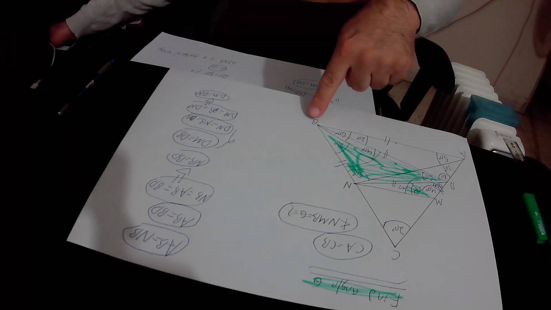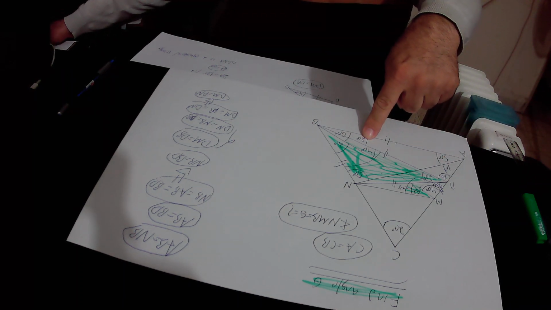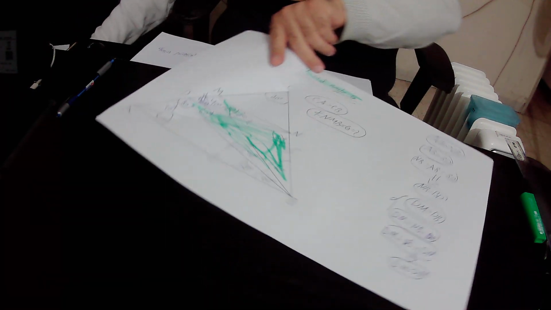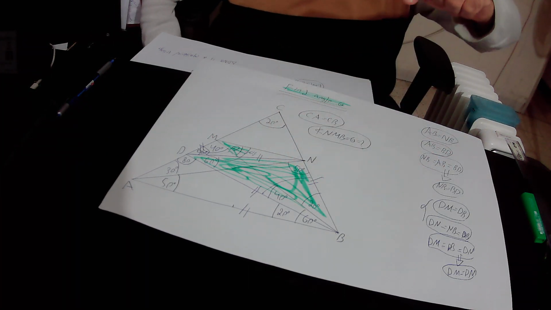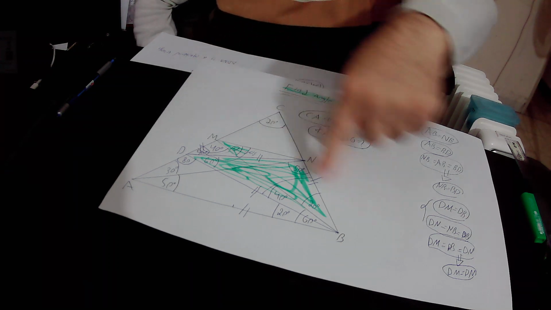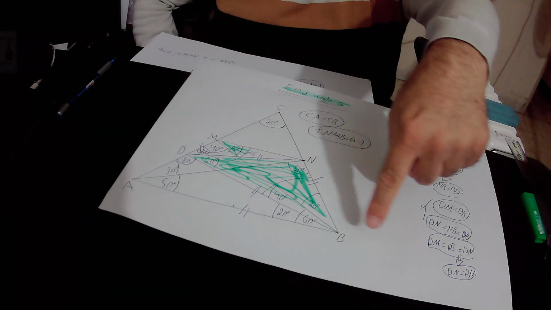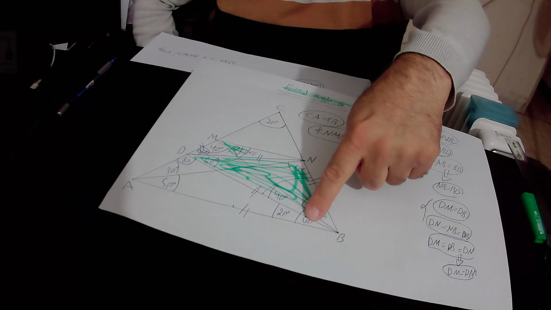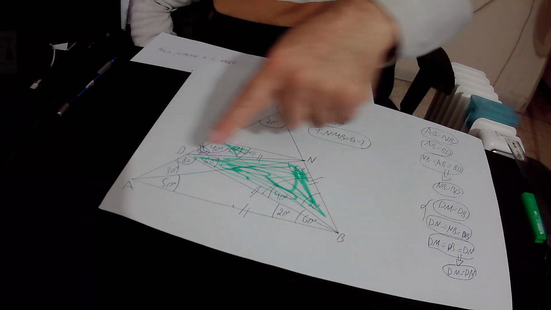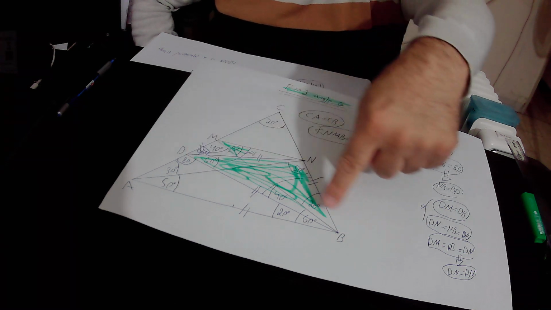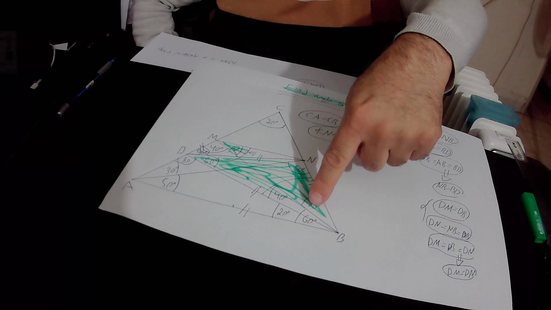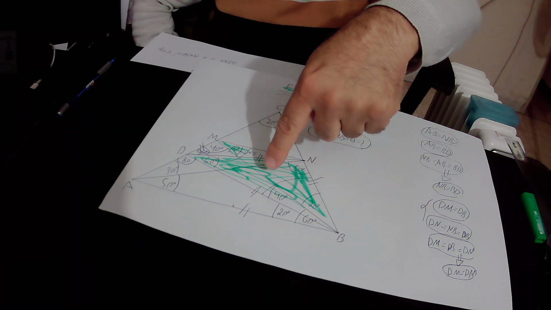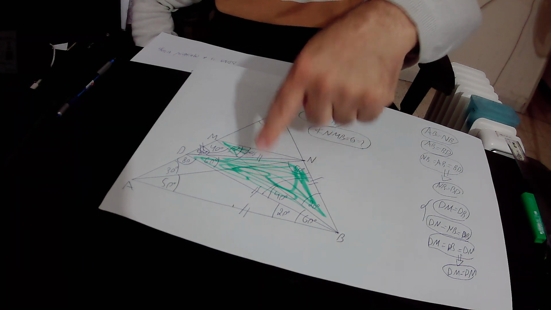Here we have the small angle ABD equal to 20 degrees in size. The big angle MBA is equal to 60 degrees in size. So the big angle MBA minus the small angle DBA must be equal to the missing angle MBD.